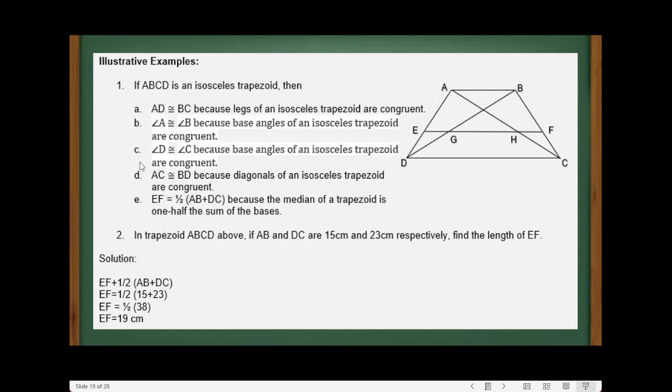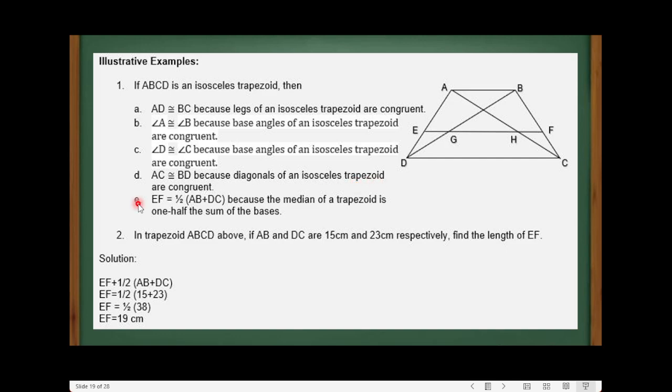Next statement, letter C. Angle D is congruent to angle C because base angles of an isosceles trapezoid are congruent. The same reason as letter B. Okay? Then what else? Segment AC is congruent to segment BD. These two diagonals are congruent. Why? Because they are diagonals of an isosceles trapezoid. And according to letter D, diagonals of an isosceles trapezoid are congruent.